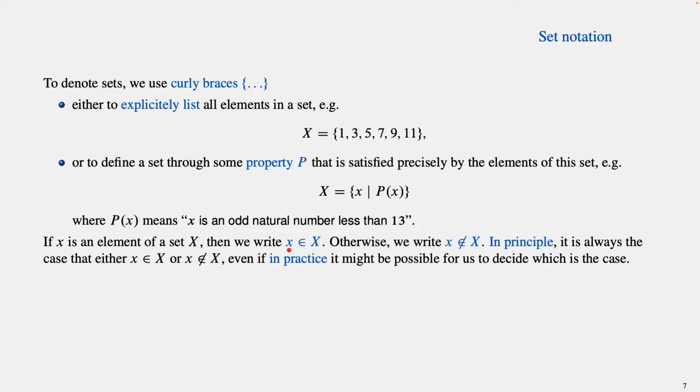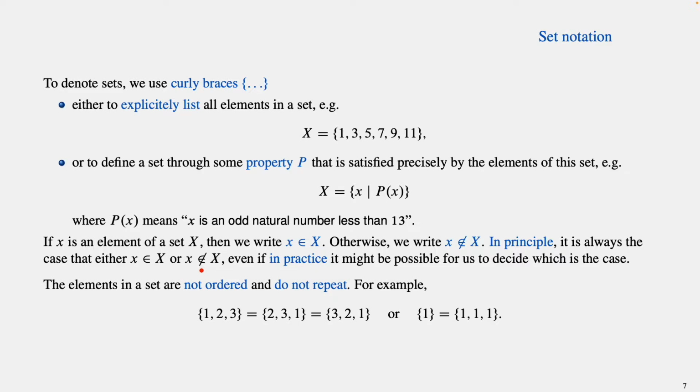We use this notation to express that the element x is contained in the set big X, so this stylized E or epsilon here. And if x is not contained in the set big X, then we just use the same symbol but crossed out. And in principle, it is always the case that some object is either an element of the set or is not an element of the set, even though in practice it might be impossible for us to decide which one is the case.